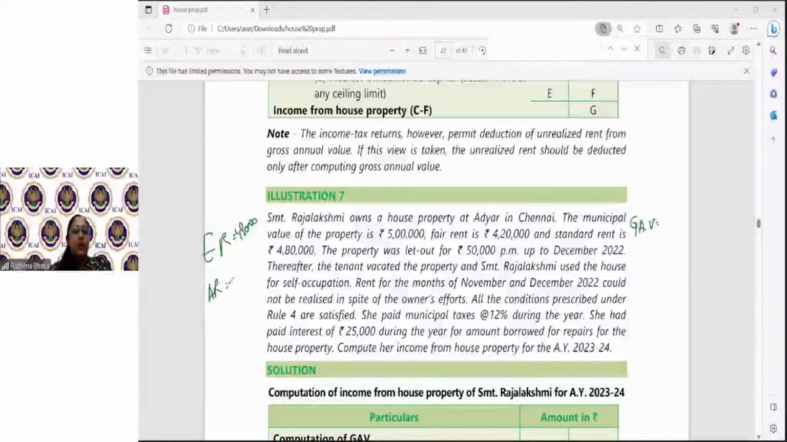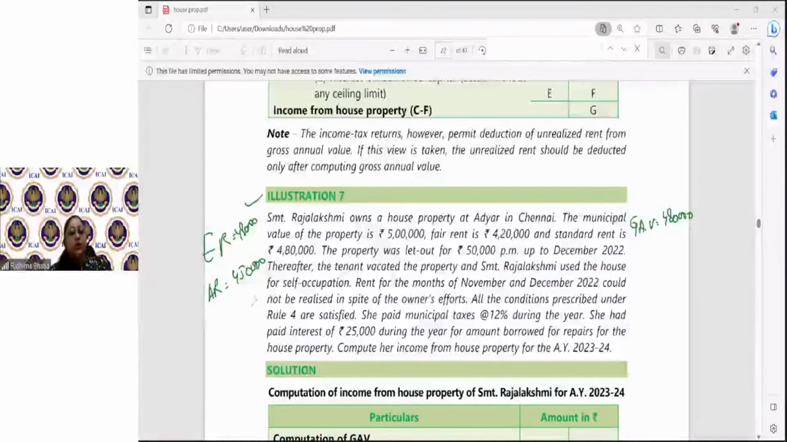What is the actual rent? Actual rent is 50,000 into 9, 450. So what would be my gross annual value? 480 would be the gross annual value. You can take both the approach.